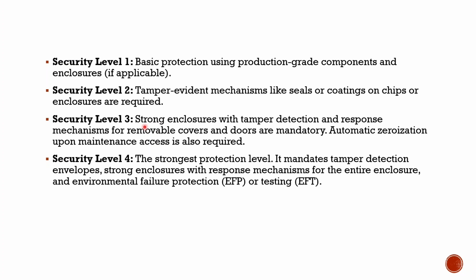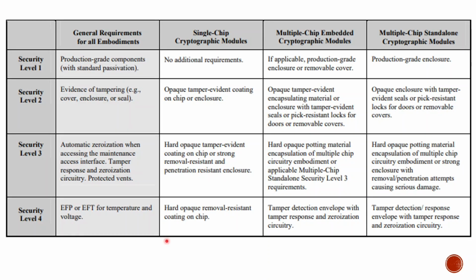In security level 4, this is the strongest level. This mandates the tamper detection envelopes, strong enclosures with response mechanisms for the entire enclosure, and the environmental failure protection and testings. What are these environmental failure protection and testing? We'll go through it in the further part of the video. This table goes through all the requirements for the cryptographic modules.